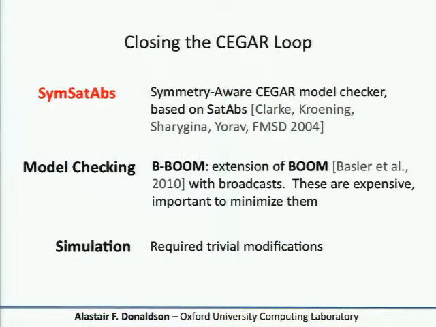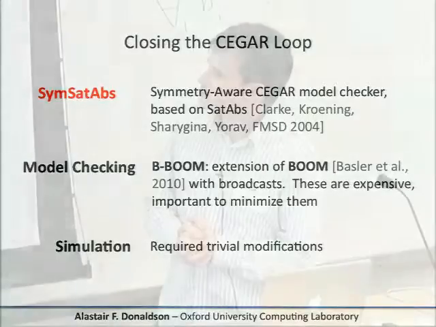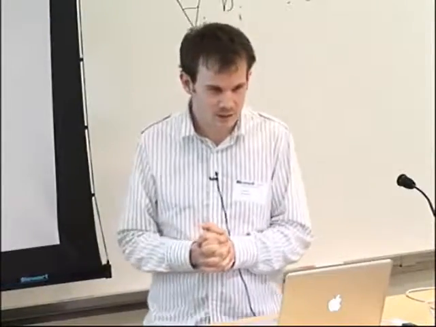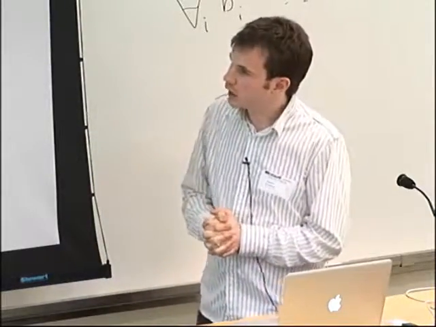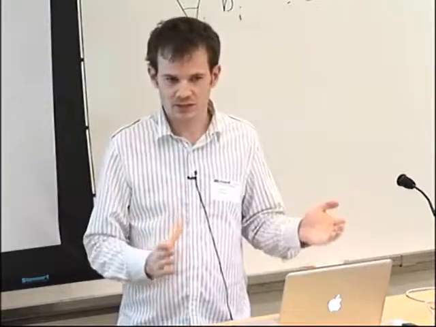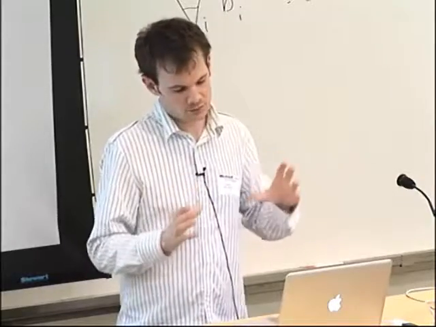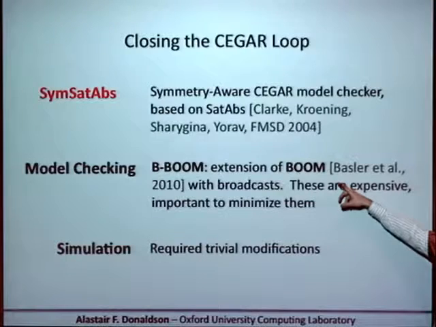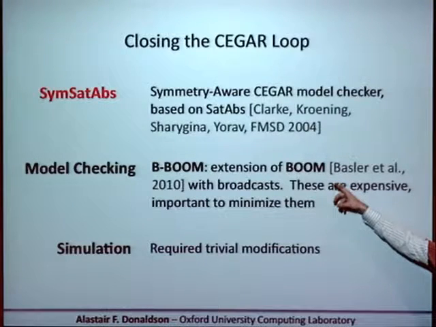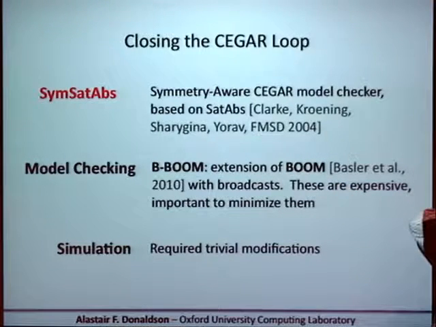So now I'll briefly tell you about how we've looked at the rest of the SIGAR process. We built a tool which we call SymSATABS, based on Daniel Kroening's SATABS model checker. We've implemented this new predicate abstraction scheme in the model checker. And then to do the actual checking, we've extended Boom, which is this symmetry-capable Boolean program model checker, to be able to do these broadcasts, which required some non-trivial modifications.